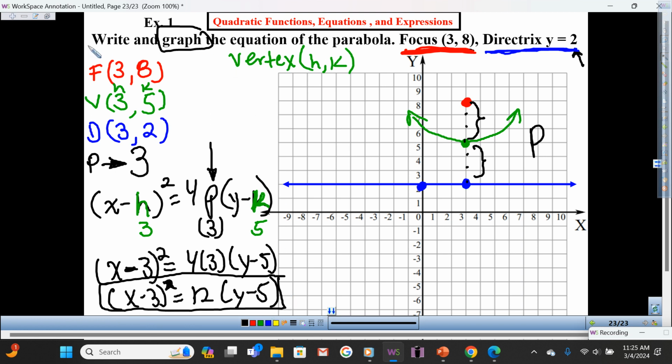Did we write it already? Yes, this is our last one. This is what we need to come up with, our standard form equation for that parabola.